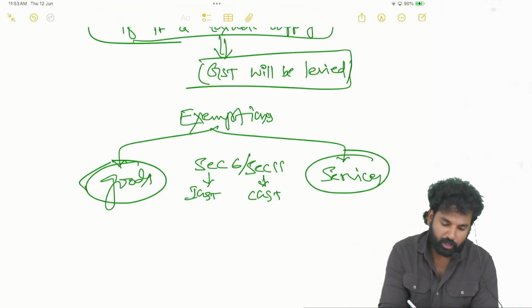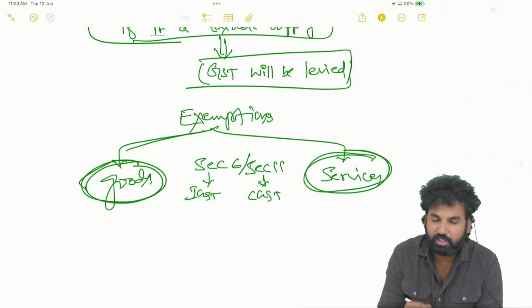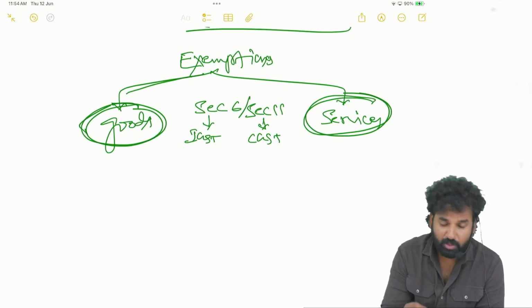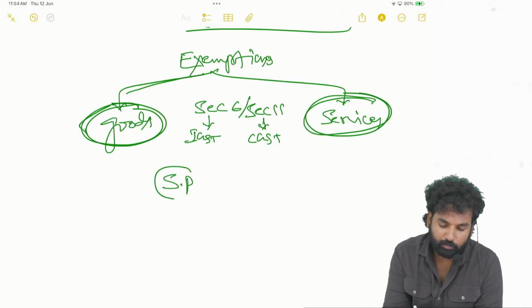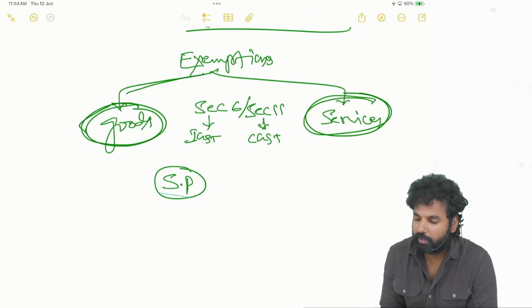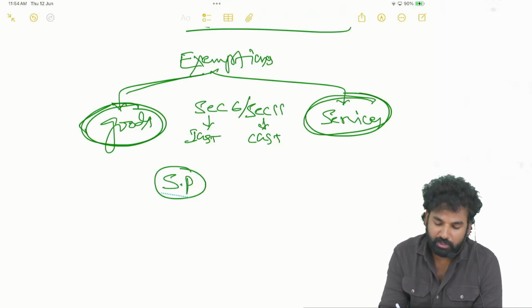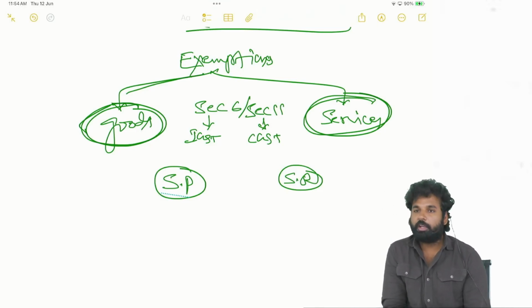Okay, so there are some goods which are exempted from GST, and there are some services which are exempted from GST. Not only with respect to goods and services, but also based on the service provider. Based on the type of the service provider, exemption will be given. Based on the service recipient also, exemption will be given. For a particular service provider, exemption may be given. For a particular service recipient, exemption may be given.